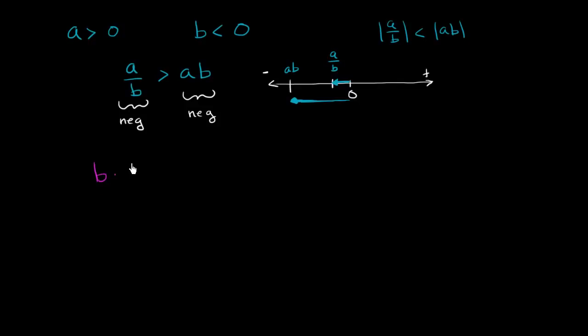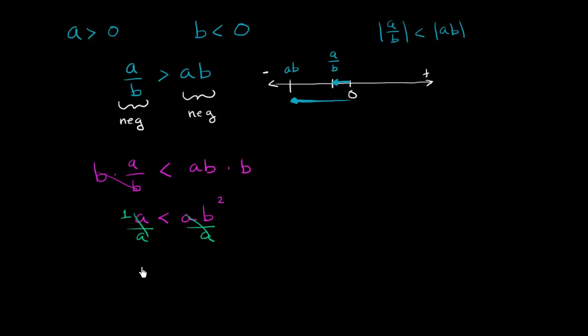So b times a over b is going to be, it's negative. We know it's negative, so it's going to be less than ab times b. If we just multiply it out, these cancel out, we get a is less than a times b squared. Well, now if we want to simplify it, we can divide both sides by a. And since a is greater than 0, it does not change the inequality. So we divide both sides by a. This becomes 1, and this just becomes b squared.